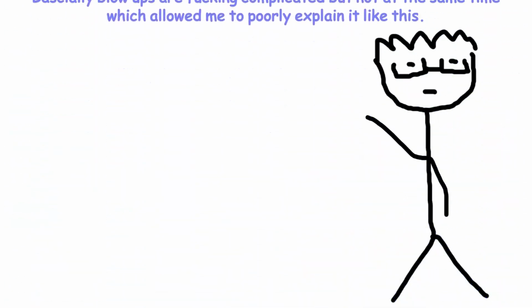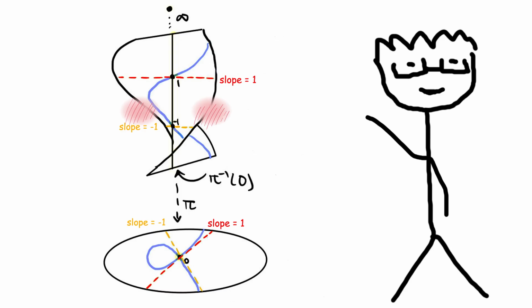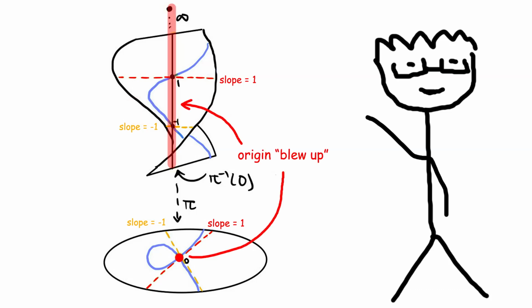Now obviously this is a very simplified explanation, but yeah, blowing up is really nice because now we have this curve where it's smooth and differentiable everywhere, and it preserves all the information that we had on our original curve, except we just need to keep track of the vertical axis that corresponds to our bad point.